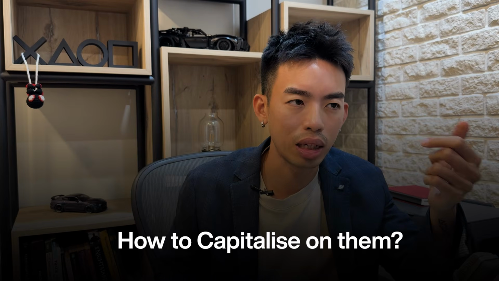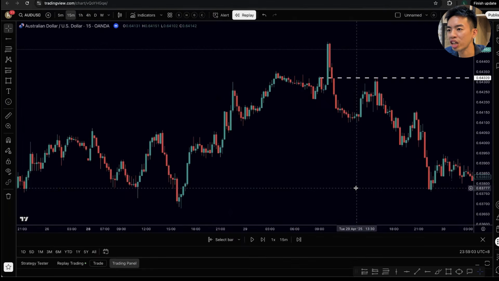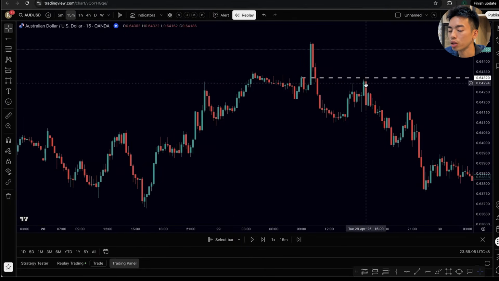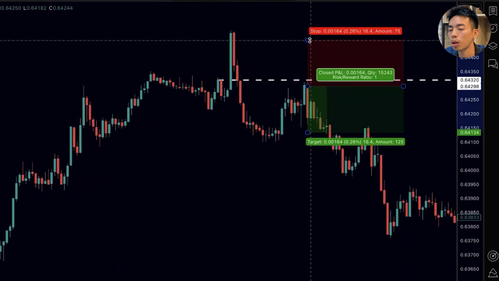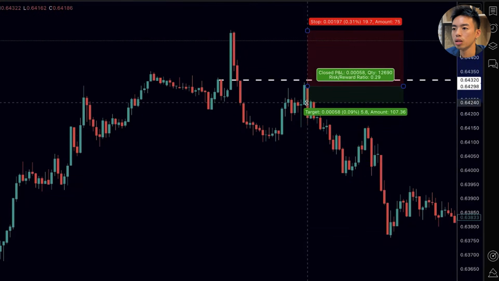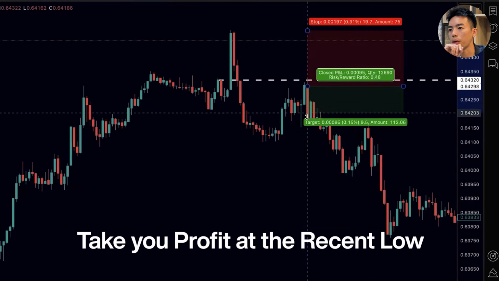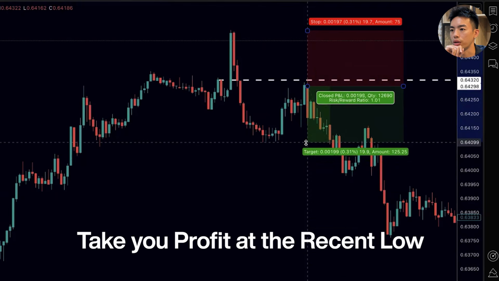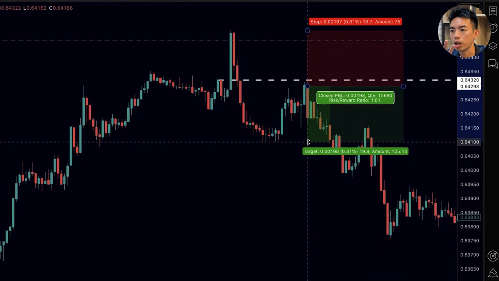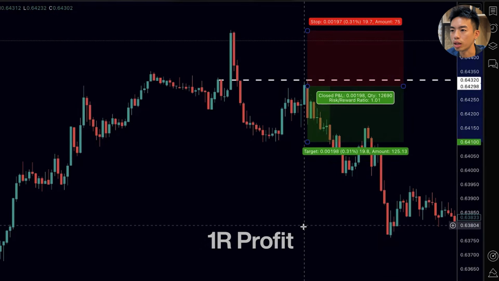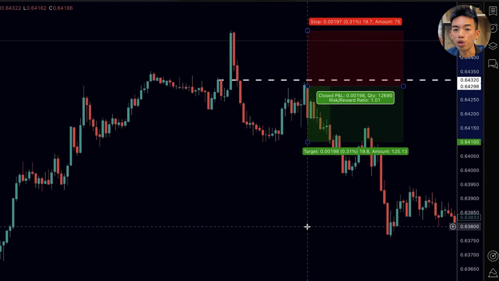So now that you understand how to actually identify traps, let's talk about how you want to capitalize on them. There's two main ways. The first way is, as price comes into the trap area, you want to hit the sells right around here with your stop loss above this area. Then what you want to do is take your profit at the recent low right around here. For this particular trade, it will net a 1R profit with a very quick touch and go reaction.